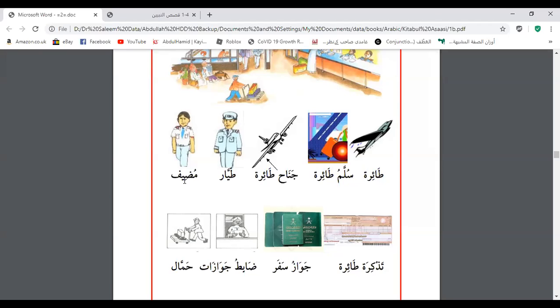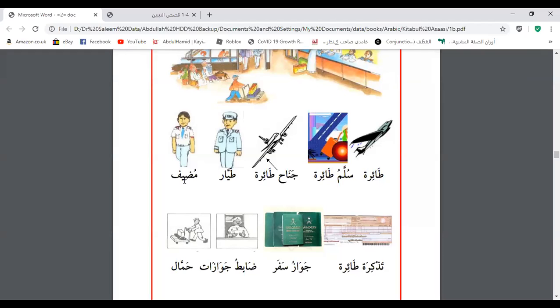You translate as of or apostrophe s. Same thing. طيار, pilot. مضيف, host. تذكرة طائرة, plane's ticket. تذكرة, ticket. طائرة, plane, مضاف مضاف إليه. جواز سفر, passport. Travel pass it means, but port pass. Passport, okay, to pass the port. ضابط جوازات, officer of passport means the passport checker, the officer.